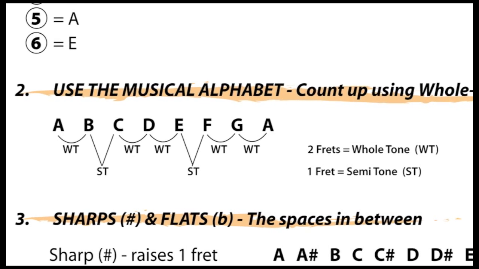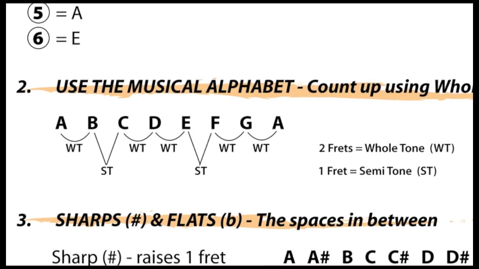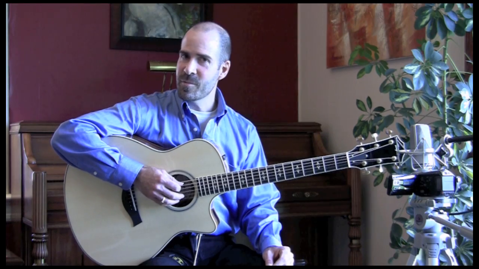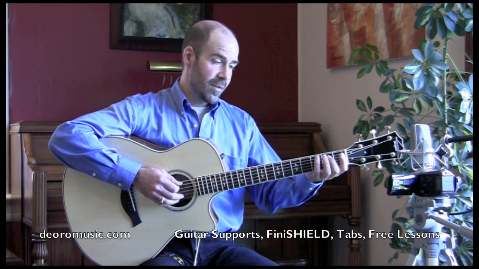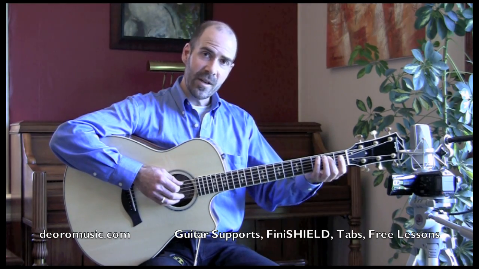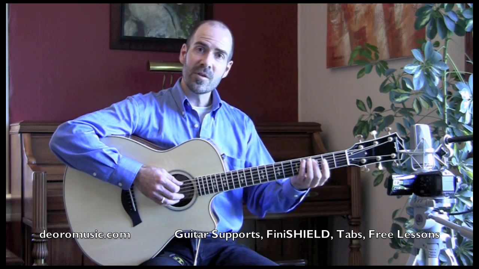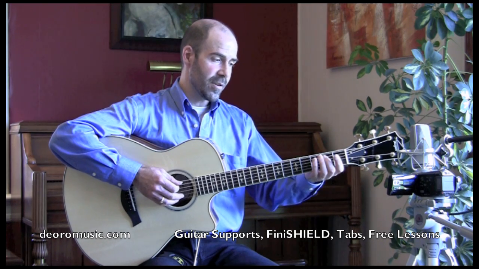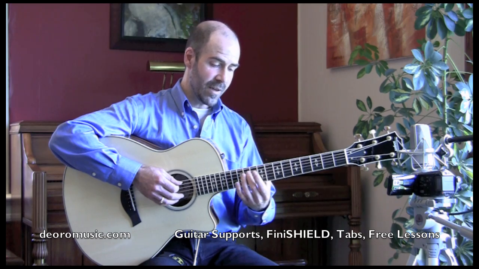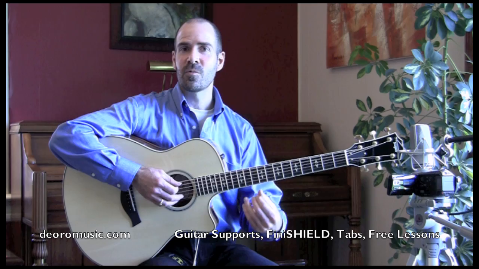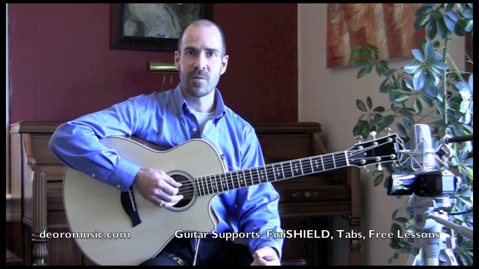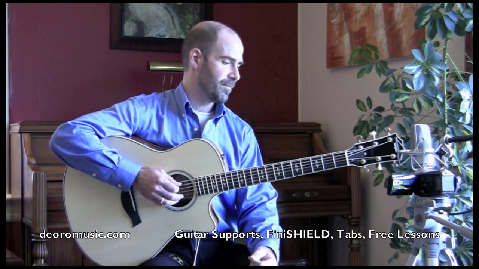So now let's apply this to the guitar neck. Let's take our 5th string, and we remember this is A. So we're just going to go up string 5, the A string, and we're going to go through our musical alphabet. Start on A, and we're going to go all the way up, A, B, C, D, E, F, G, till we get back to A again. All right, remembering which ones are 1 fret, which ones are 2 frets.